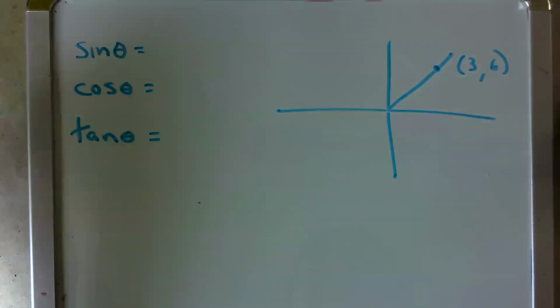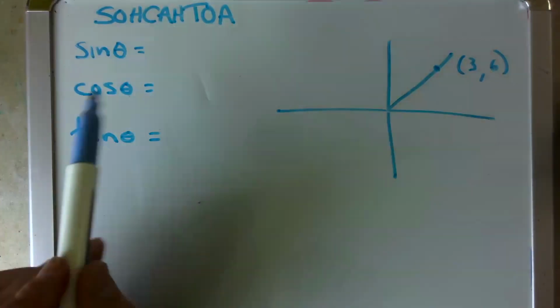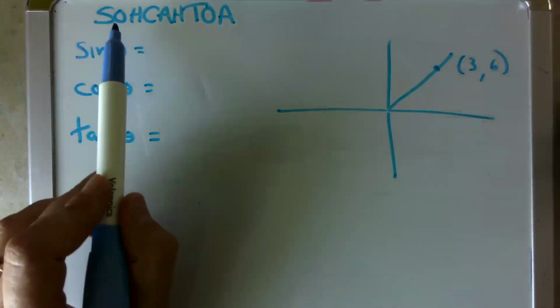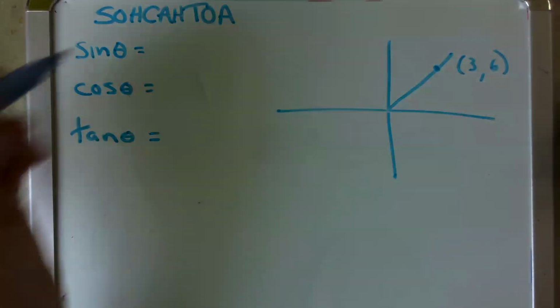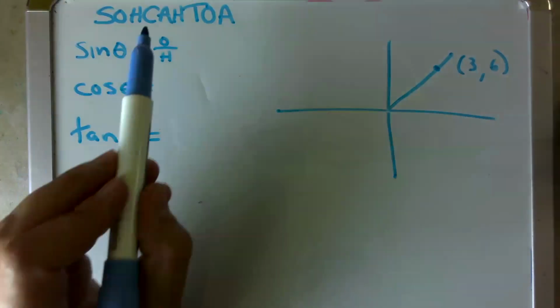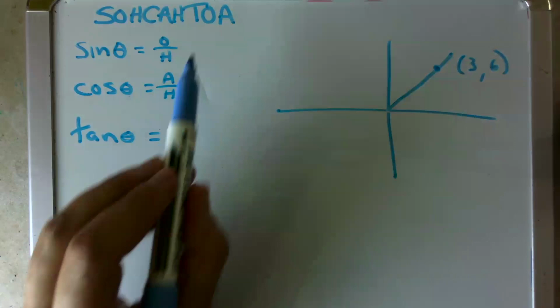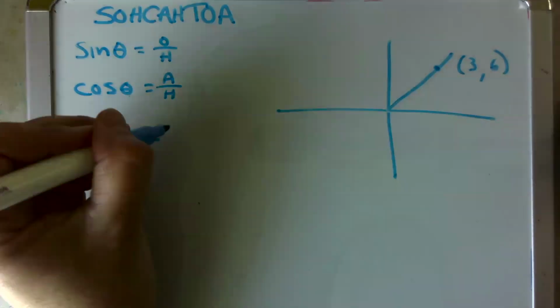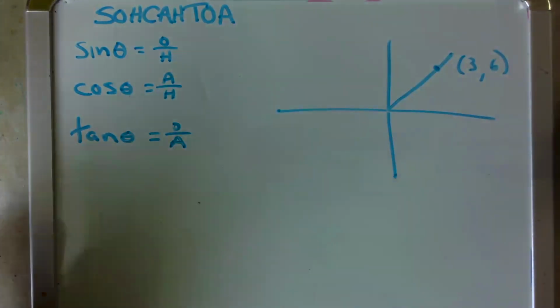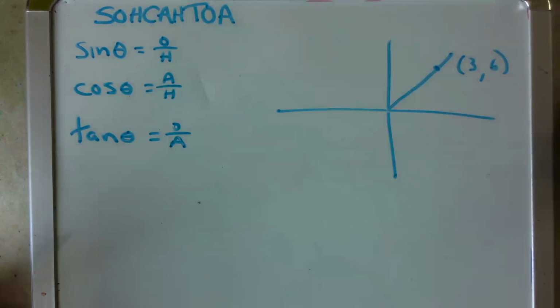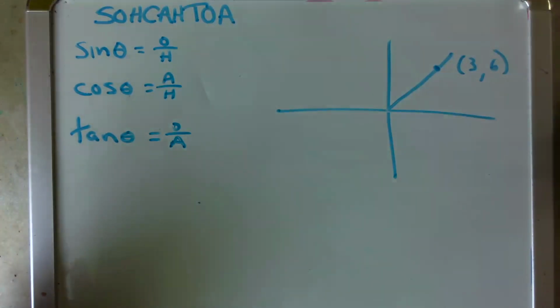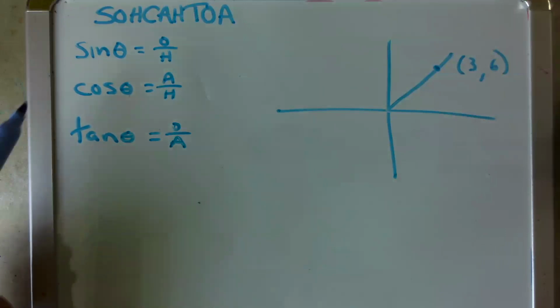So remember our SOHCAHTOA reminds us that sine is the ratio of opposite over hypotenuse. Cosine is the ratio of adjacent over hypotenuse, and tangent is the ratio of opposite over adjacent. Now, if these aren't familiar to you, pause, click on this link, go take a look at this video on SOHCAHTOA.